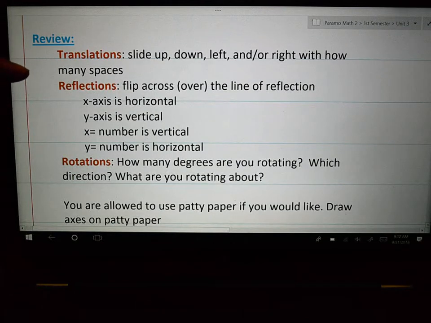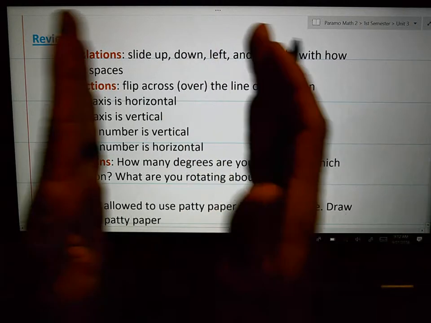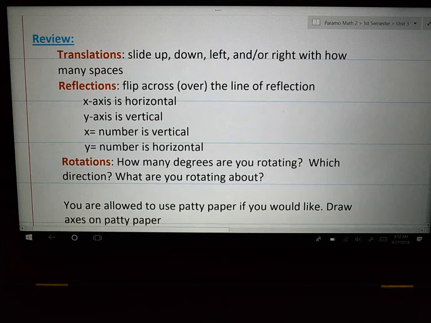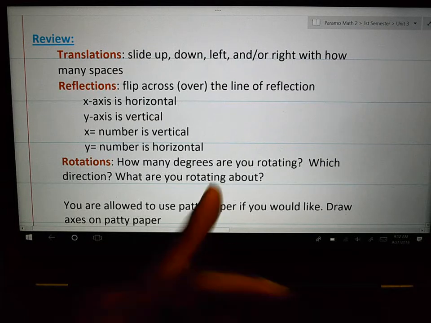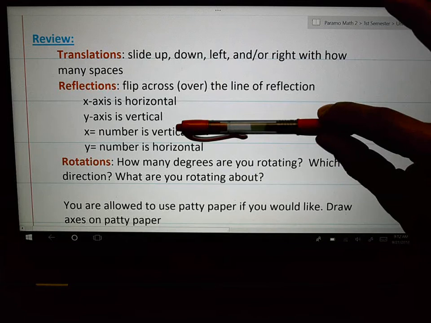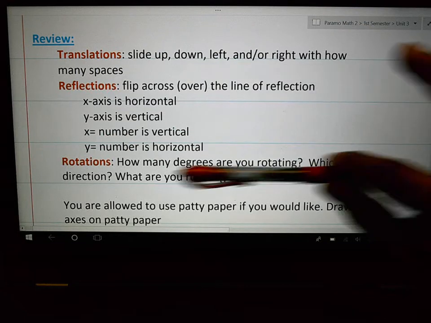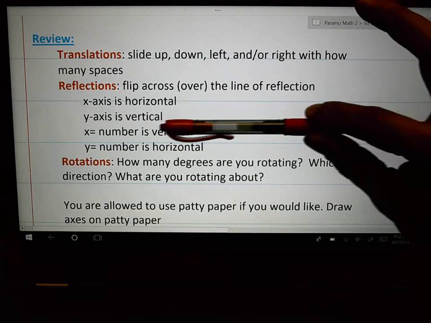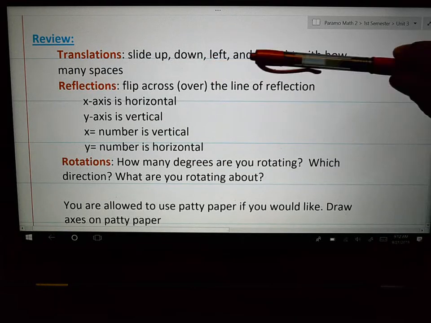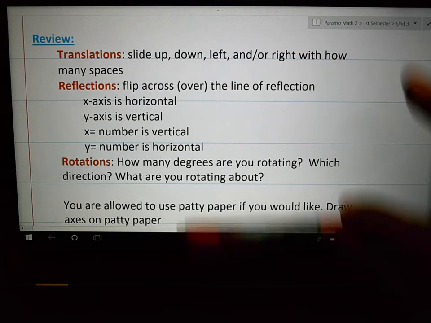You're first expected to know what a translation is. It's a slide either up, down, left, and right, or a combination of both of those things. When you translate something, you are taking the object and moving it up, down, to the right, to the left. It does not change direction. It does not flip. It does not rotate. It just translates one thing into the next.